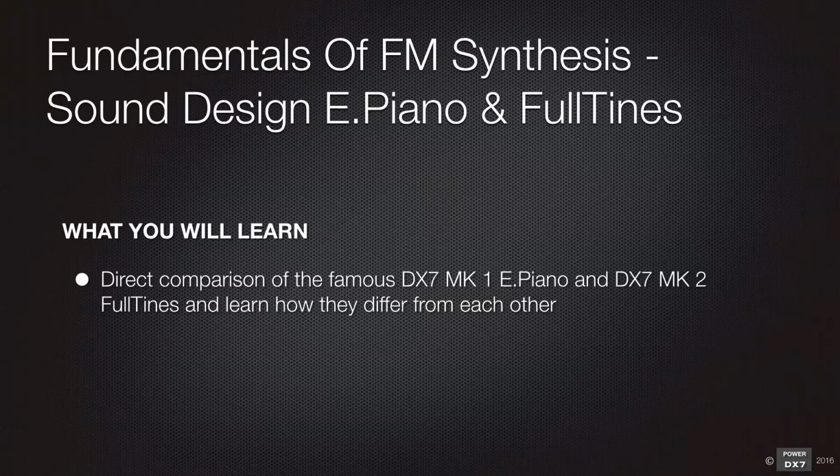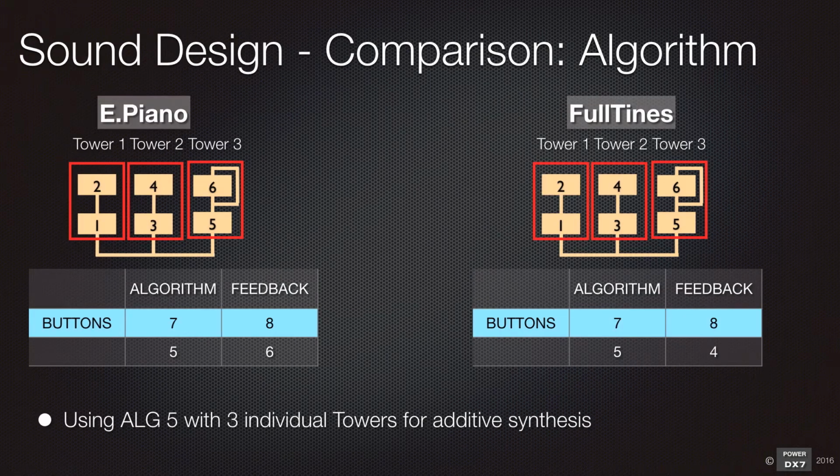In this tutorial, I will make a detailed comparison between E.Piano 1 and Fulltines so that we can learn their similarities and differences. We will start with algorithm. Both the electric piano patches use the same algorithm 5, which has 3 independent towers. They are used as additive synthesis units, as there is no frequency modulation between these towers.